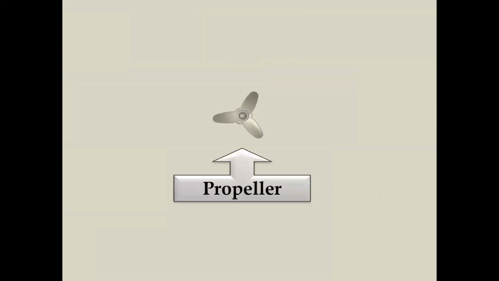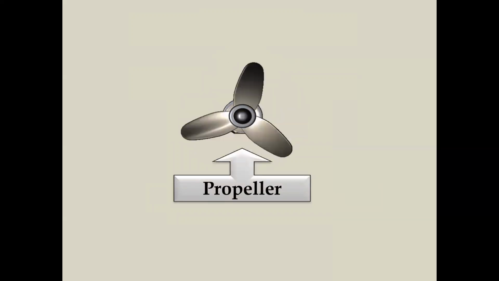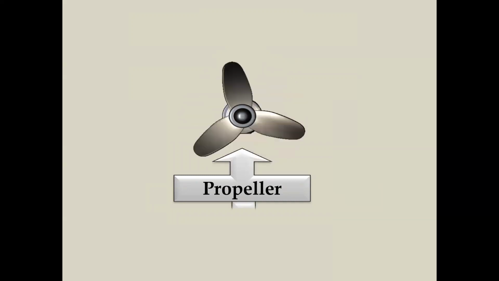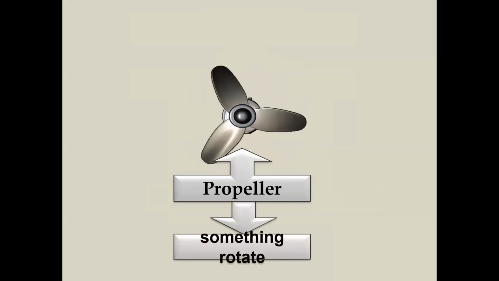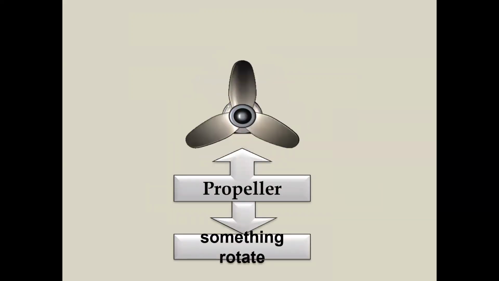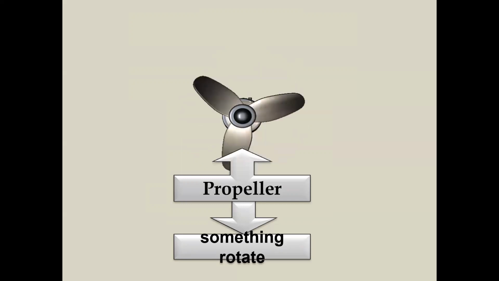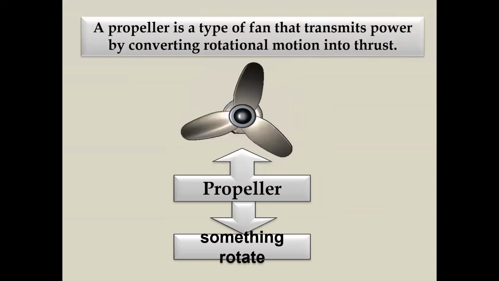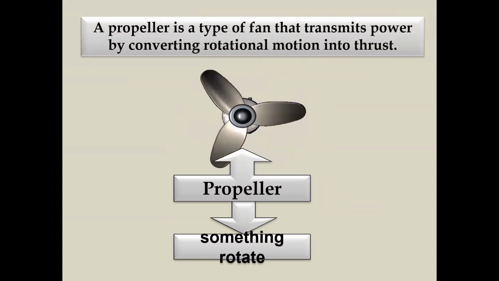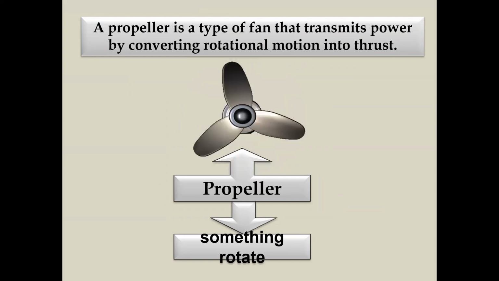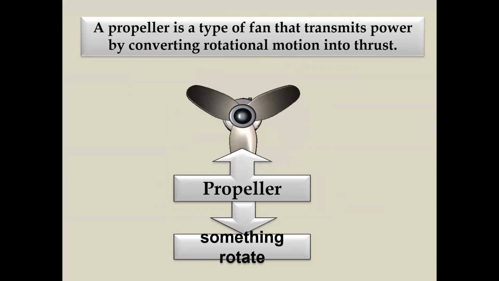Then another word, propeller. You see a propeller, it is moving. And sometimes you see it is like a fan. Something rotates. Every day we see it moving over our head. A propeller is a type of fan that transmits power by converting rotational motion into thrust.